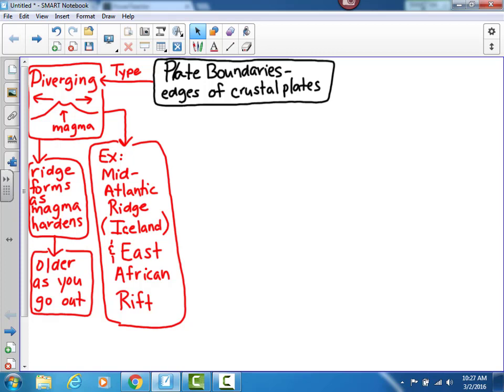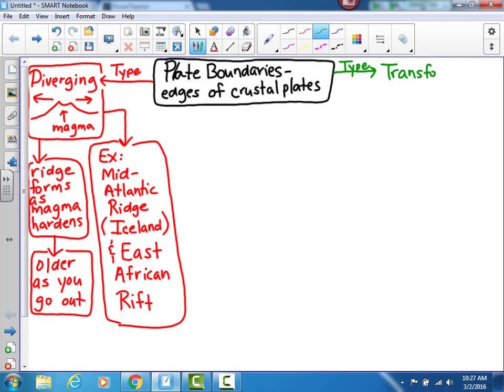Next kind. We're going to go ahead and do the other shorter type of boundary, or the one that has the least amount of details with it, over here on the side. And that is the transform boundary. What kind of motion do we have in a transform boundary? A sliding motion, side to side.